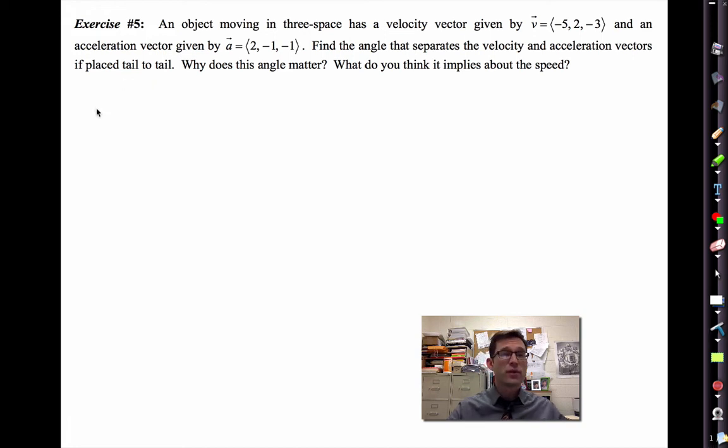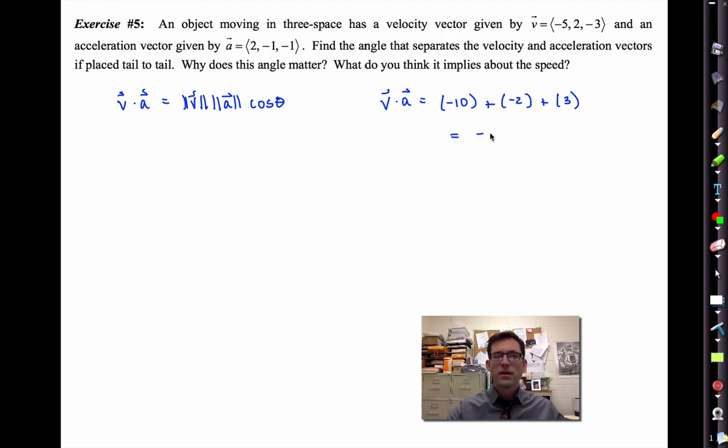Very, very mechanical, right? So V dot A is going to be the magnitude of V, and my arrow symbols are getting terrible, the magnitude of A times the cosine of the angle in between. All right, we'll figure out V dot A using the shortcut. I always kind of do this at the side. What do I have? Negative 5 times 2 is negative 10. 2 times negative 1 is negative 2. Negative 1 times negative 3 is positive 3. So that'll give me V dot A is negative 9.